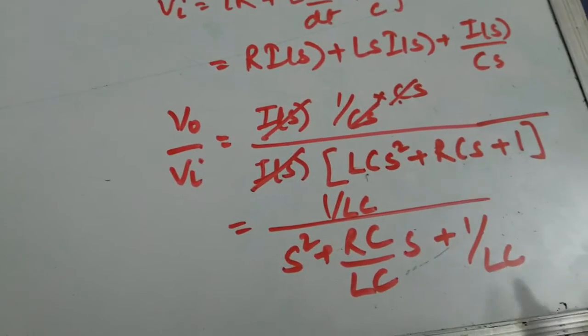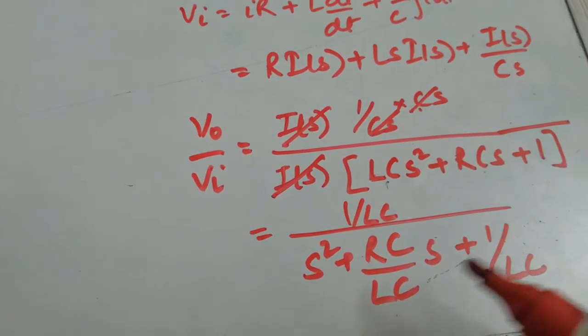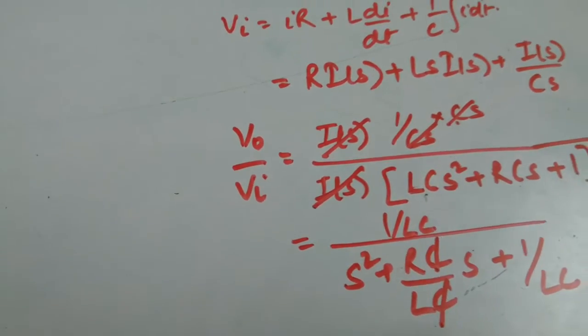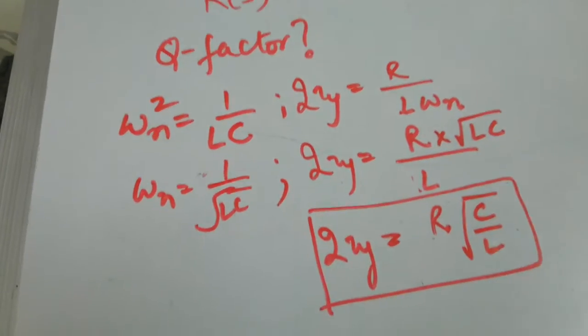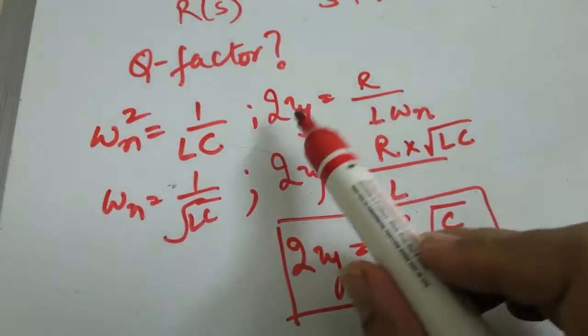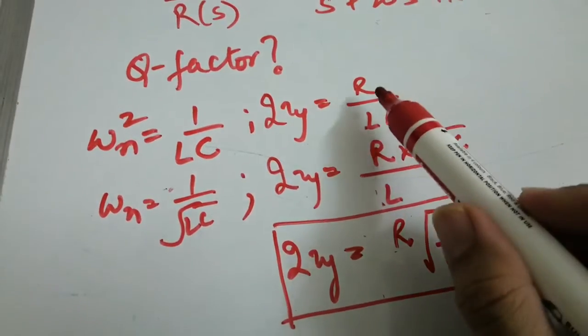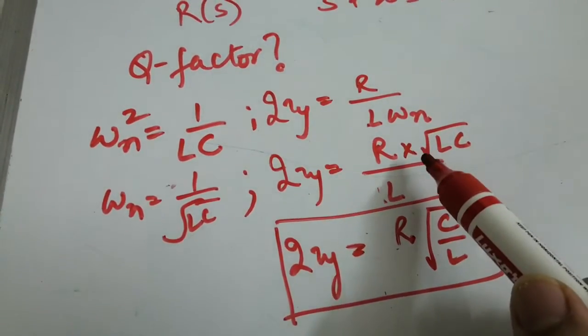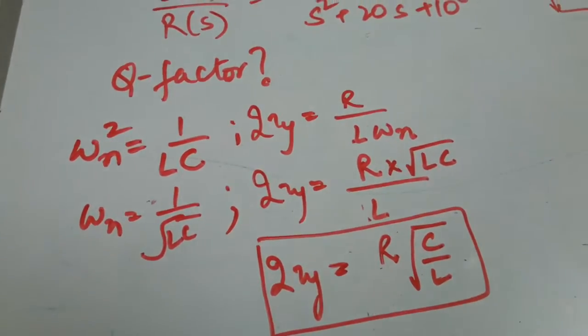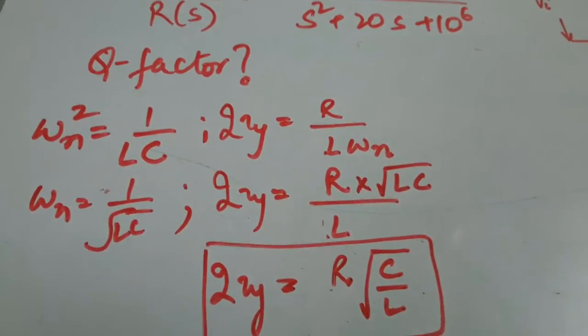So your omega n square is going to be 1 upon LC, and in your 2 zeta omega n, the C and C will cancel out. So let's put the values and find out. Here I have taken omega n as 1 upon under root LC, and my 2 zeta omega n equals R upon L. So 2 zeta equals R upon L times 1 upon omega n, and so my 2 zeta value is coming out to be R under root of C by L.